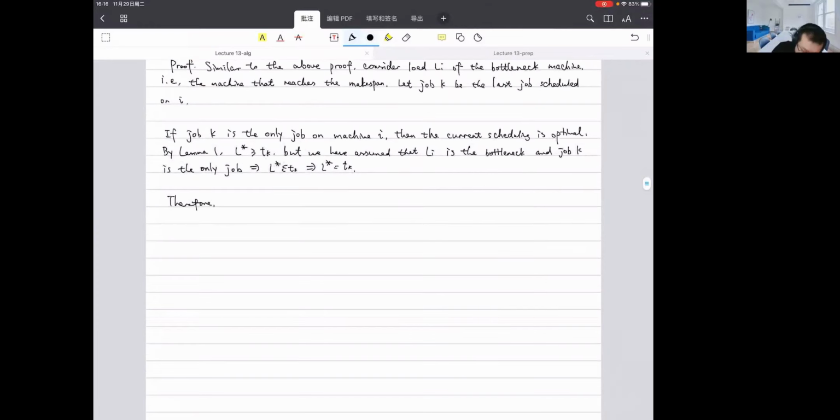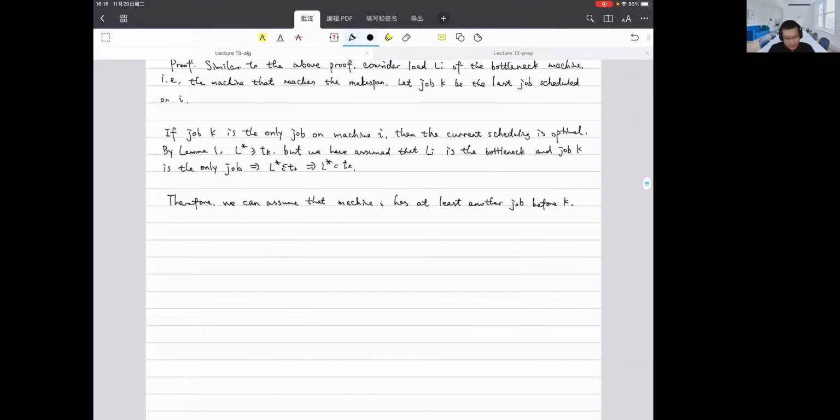we can assume that a machine I has at least another job before Q. Okay, so in this case, it is basically the part where we are going to use the greedy strategy.